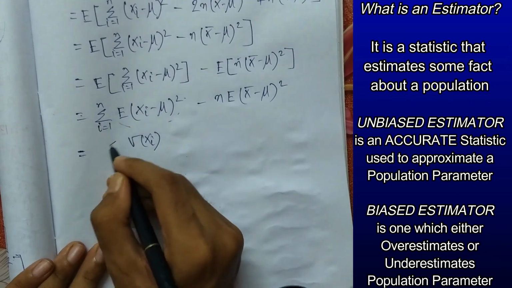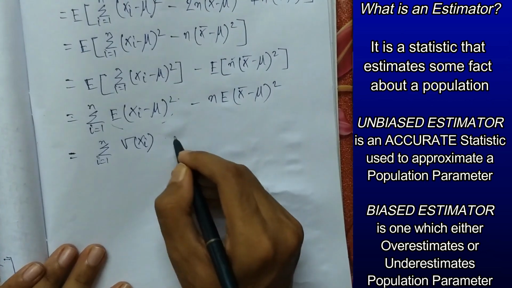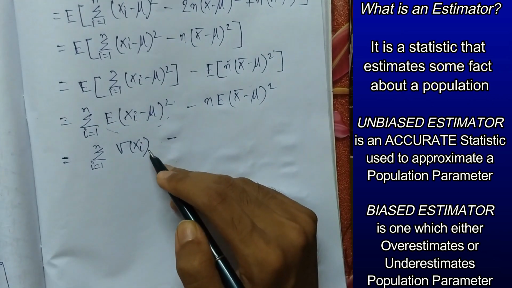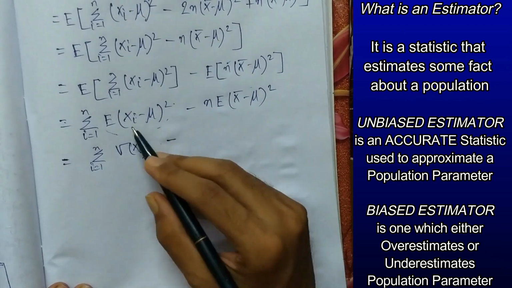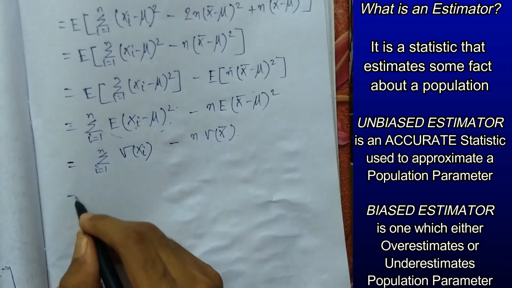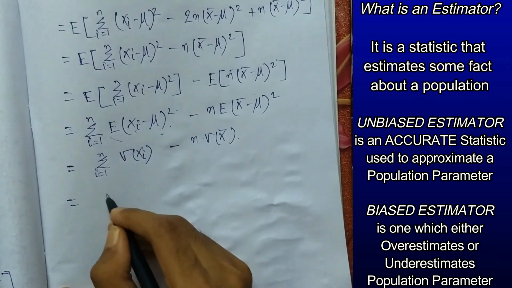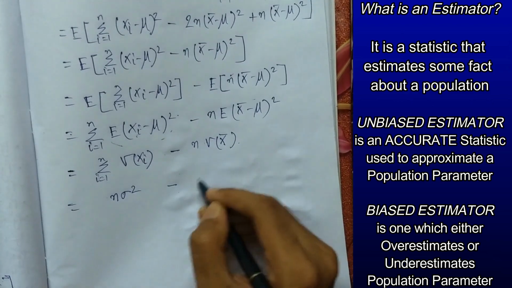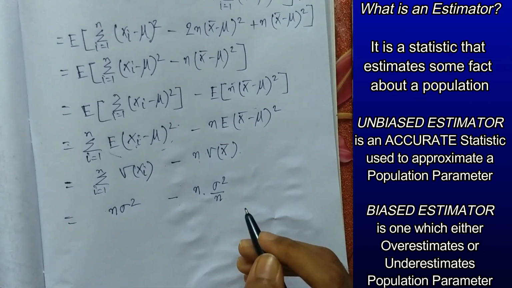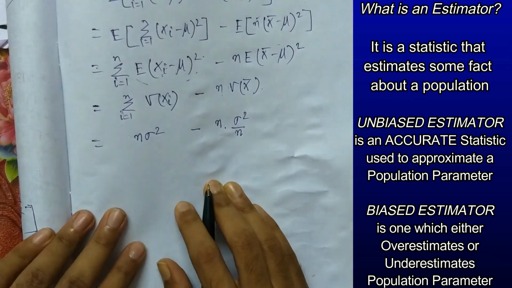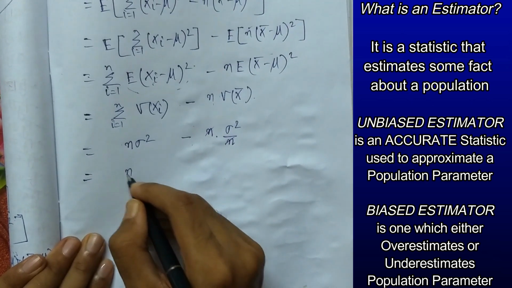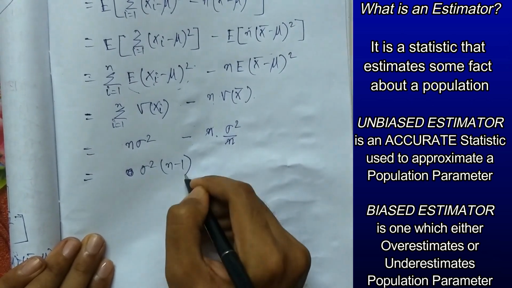This is given as variance of xi, and summation will run as it is from 1 to n, minus expectation of (x bar minus mu) whole square. If (xi minus mu) whole square is the formula for V of xi, then with x bar replacing xi, it will obviously be the formula for V of x bar, isn't it? So now we know summation i 1 to n V of xi gives n sigma square, and V of x bar means sigma square by n. So n and n here get cancelled. We are left with sigma square (n minus 1).